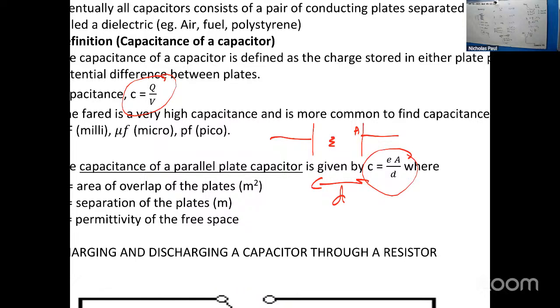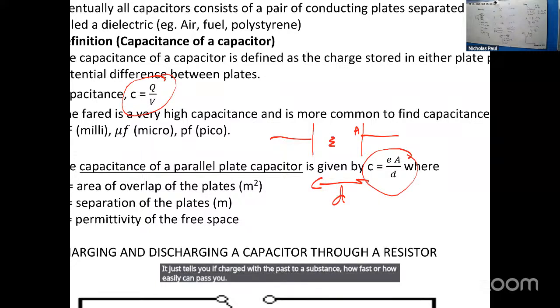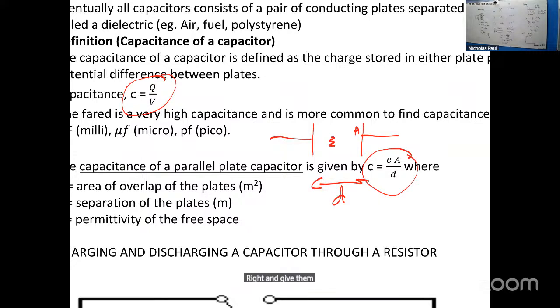Permittivity just tells you if charge would pass through a substance, how fast or how easily it can pass through. So for example, water has a higher permittivity than air or something.